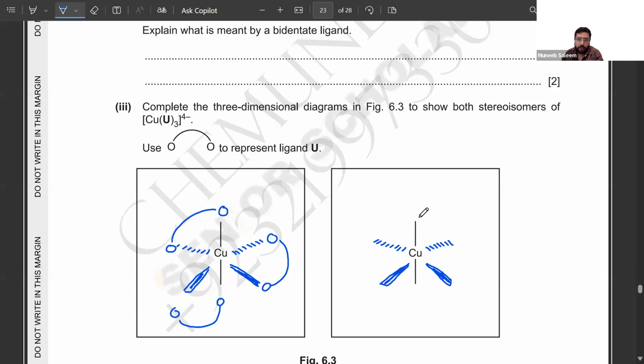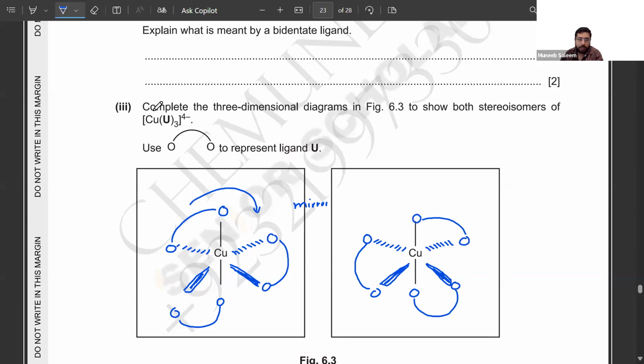Okay, now similarly, it should be the mirror image. So this bond should come over here like this. And then this will go over to the right side like this. And this will go on the right side like this. So these are the two mirror images.